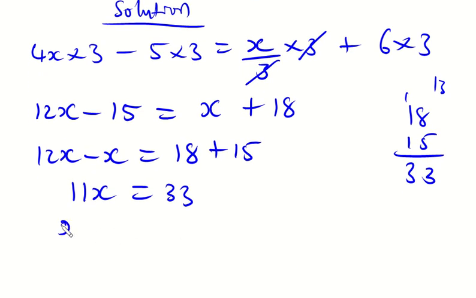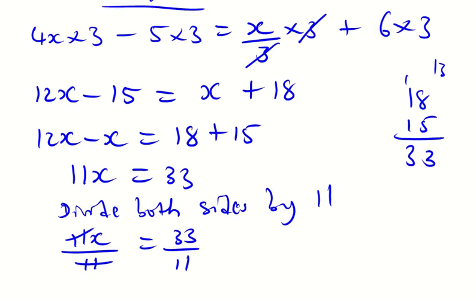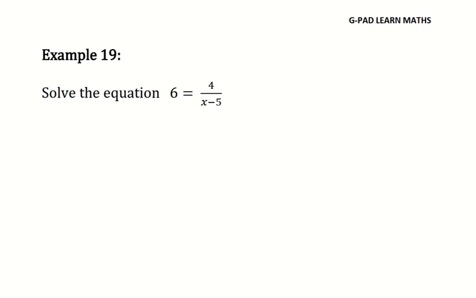Of course, we are supposed to divide both sides. You tell me, by what? Divide both sides by the coefficient of x, which in this case is 11. So that's 11x over 11 is equal to 33 divided by 11. Now this takes away that. Then we have x is equal to, what's 33 divided by 11? That's 3. So the value of x in this particular question is 3. Straightforward and easy. Example 19.